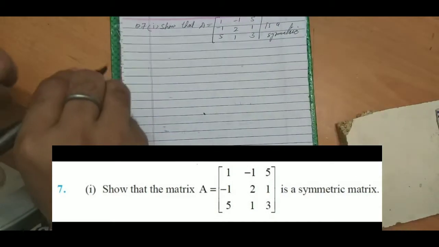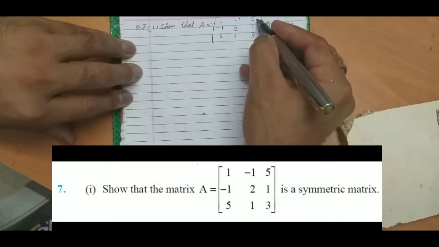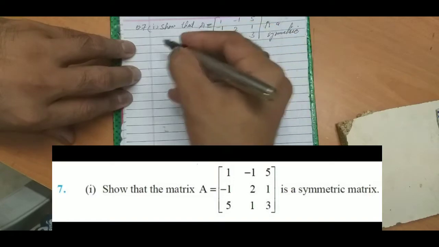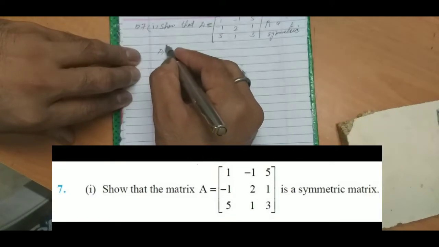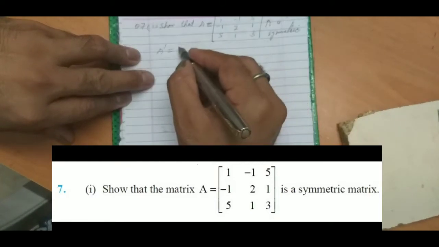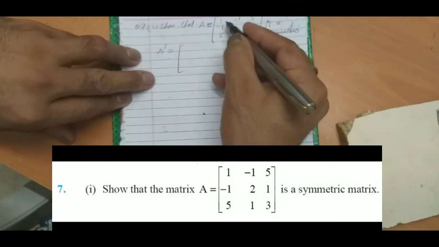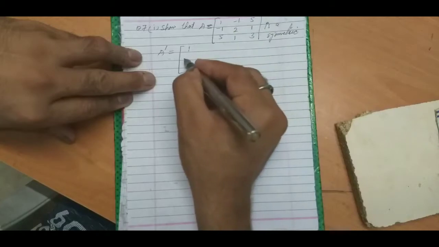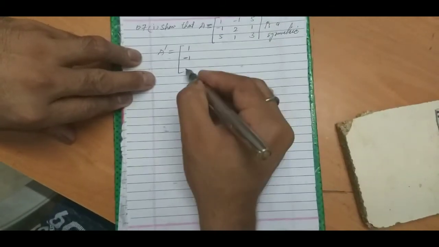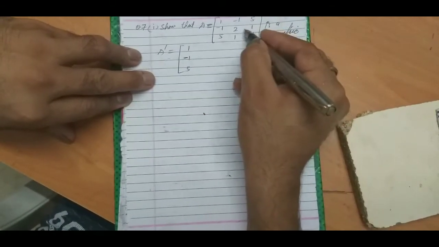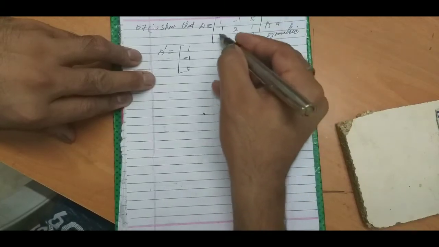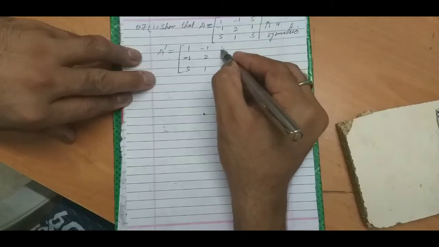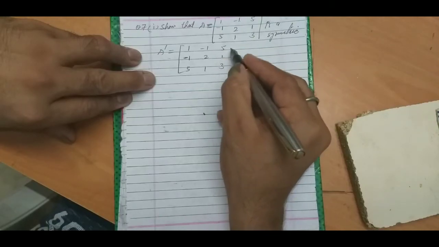What did I tell you? What is a symmetric matrix? If we take the transpose of it, and if its result is equal to itself, then that matrix is called a symmetric matrix. Let us take the transpose. So the transpose of this matrix is, this row will become the first column. So 1 minus 1 will be written here, and then 5 at the bottom. The second row will become the second column. So minus 1, 2, and then plus 1, and then 5, and then 1, and then 3.